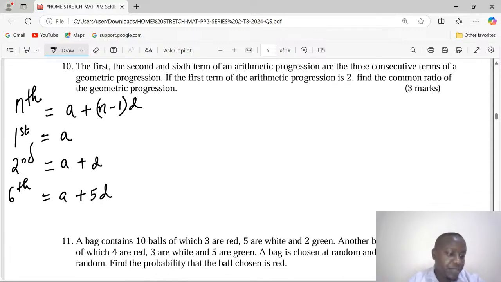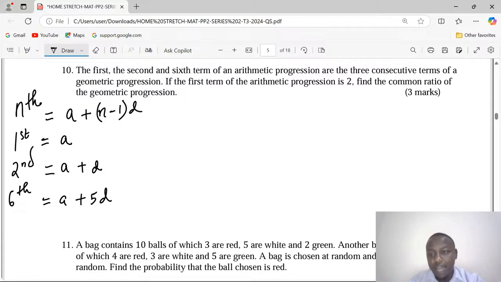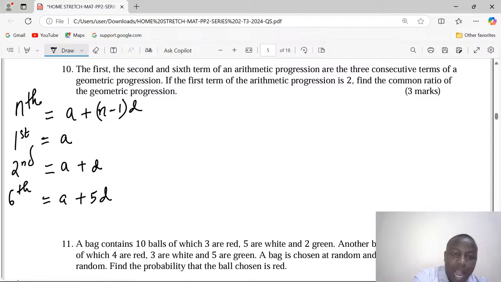Now these are the terms. We are told that they follow one another. They are consecutive in a GP, which means they can give us what we call a common ratio.